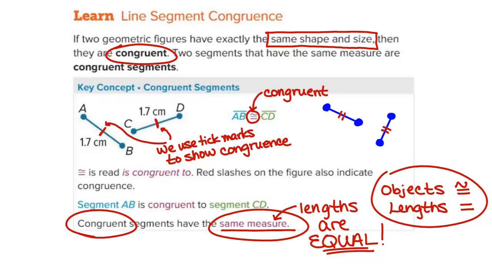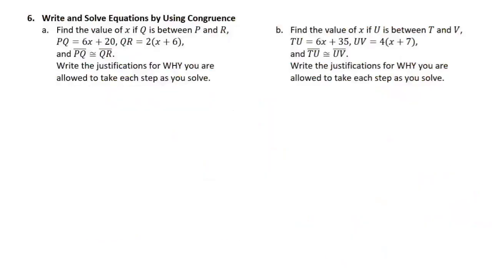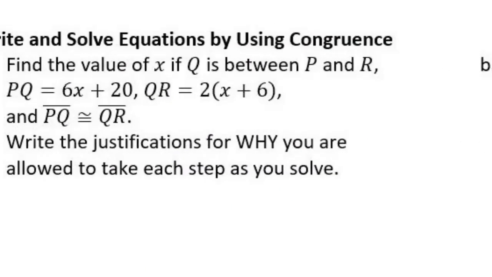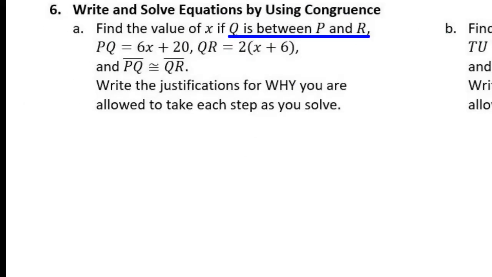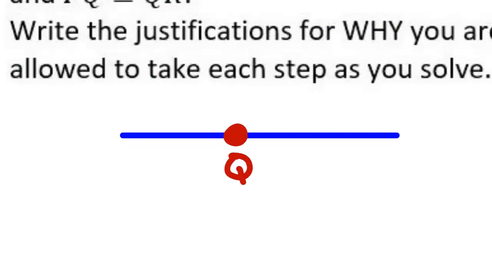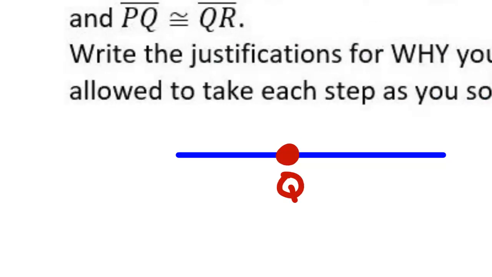Let's see if we can use this in practice. Let's look down at number 6. Find the value of x if Q is between P and R. Well, they're talking about a line segment and points, but they didn't give me a picture to look at. So the first thing I need to do is draw a picture. So I'm going to draw a line segment. Q is somewhere in the middle on this line segment because it said Q is between. P and R are my endpoints.